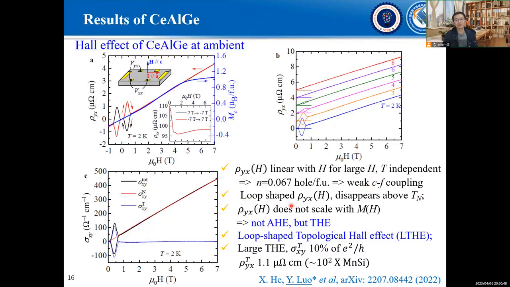Another important feature is that at low field, we also detected a very interesting loop-shaped Hall effect, meaning that if we sweep the field from 0 to 7 tesla, it follows this trace. And then if we come back from 7 tesla to 0, it follows another trace. So this means it has some history dependence. And because the magnetization curve does not show any feature around this field, we cannot scale the Hall resistivity with the MH curve. So this kind of Hall effect should not be due to a standard anomalous Hall effect, but should be due to some topological Hall effect. We should also mention that the topological Hall effect we observed is actually quite large, because it is at least 100 times larger than that in manganese silicide.